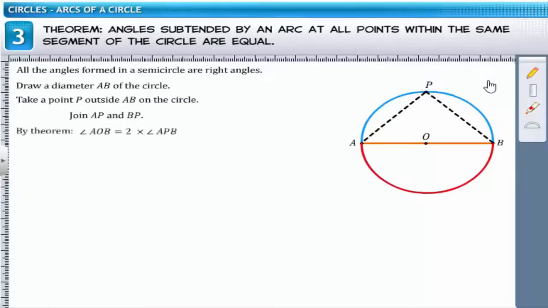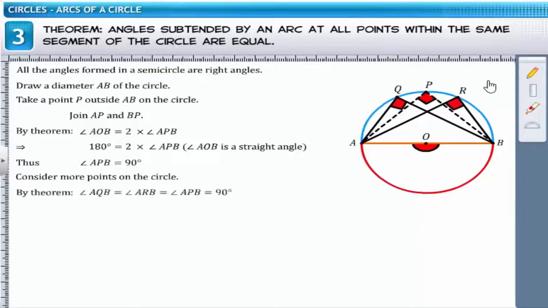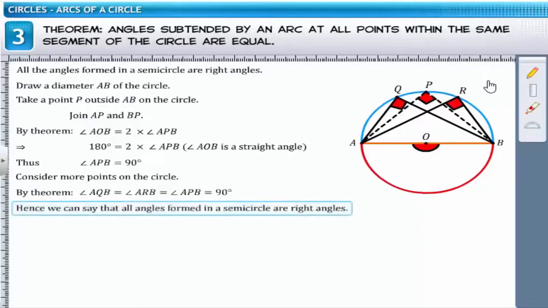By the theorem that states that the angle subtended by an arc at the center is double the angle subtended by the arc at any point on the circle, we have angle AOB is equal to 2 multiplied by angle APB. Since AOB is a straight angle, we get angle APB is equal to 90 degrees. By the theorem, we also know that all angles subtended by an arc in the same segment are equal. This means that angles AQB and ARB are also right angles. Thus, we can say that all angles formed in a semicircle are right angles.